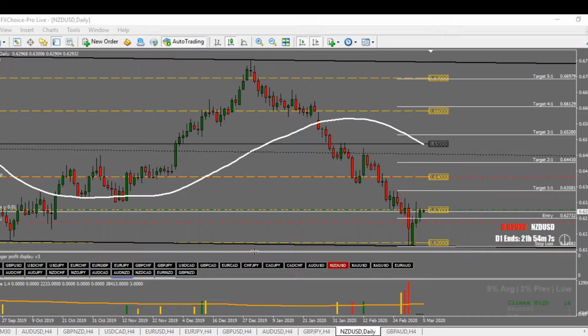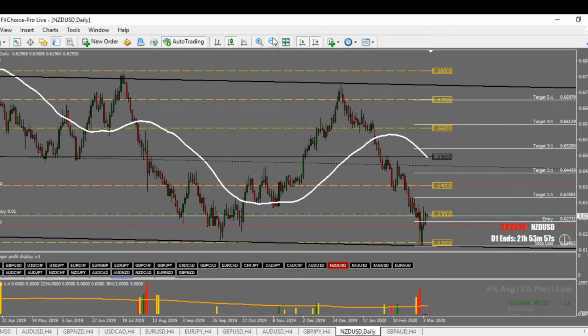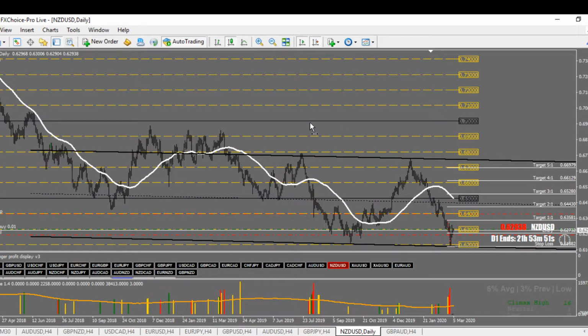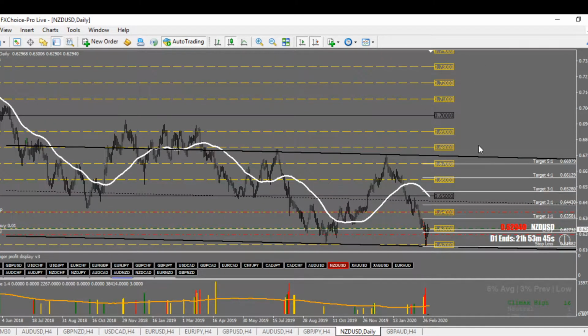So somewhat of an eye opener. One thing I noticed about banks and about market movers is that they love even numbers. They love round numbers. You know what I mean?